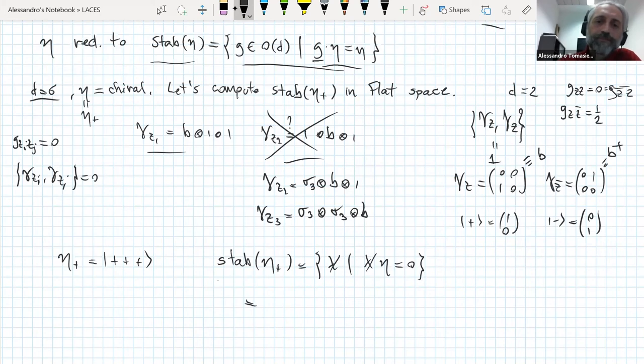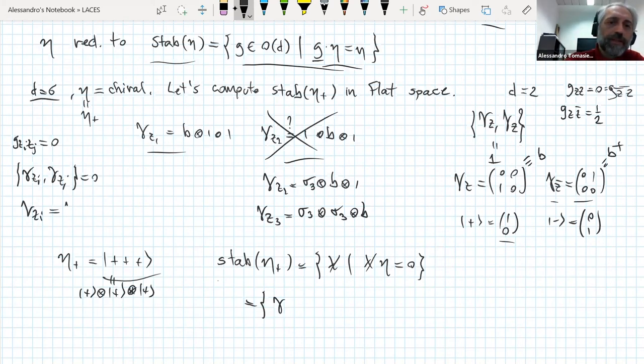What are these? Well, it's easy to see that these creators don't do anything, because they give zero, just because these are already up. All of these, gamma z bar on (1,0), give zero. So those are all fine. By the way, it's gamma z_i, I'll just call it gamma i from now on. So the gamma i bar j bar for sure annihilates.